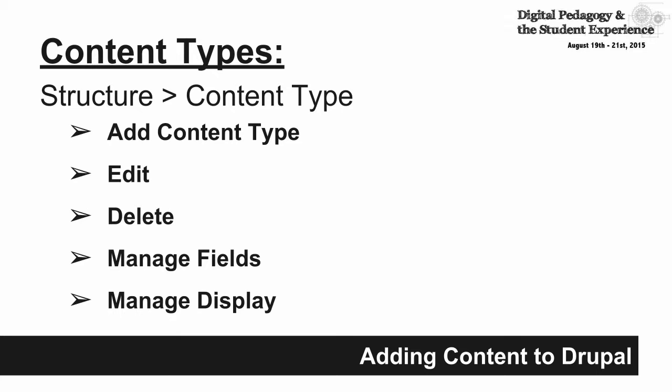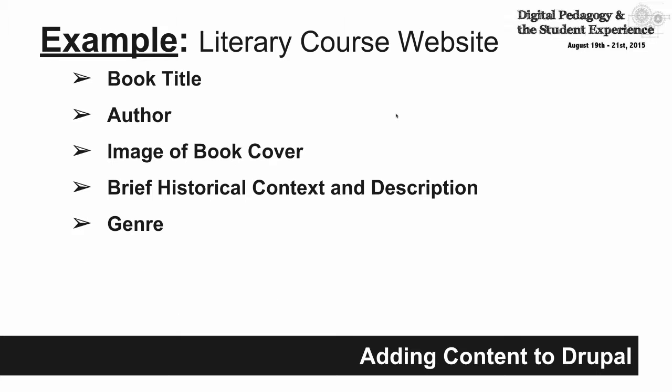You can even manage the display. So if we're working with our example English Lit course, the first thing we want to do is consider what type of content we'll be adding. The syllabus will be one content type that contains the following fields: text or book title, author, book image possibly, brief historical content and description, and genre.